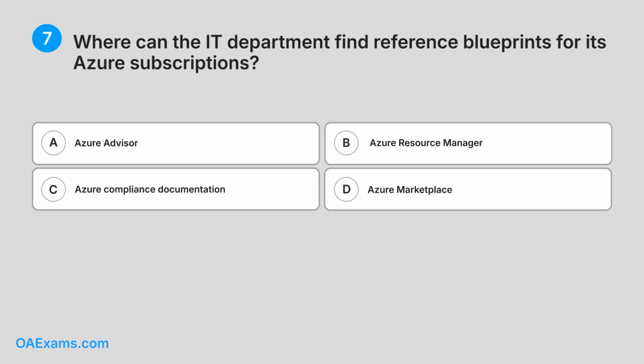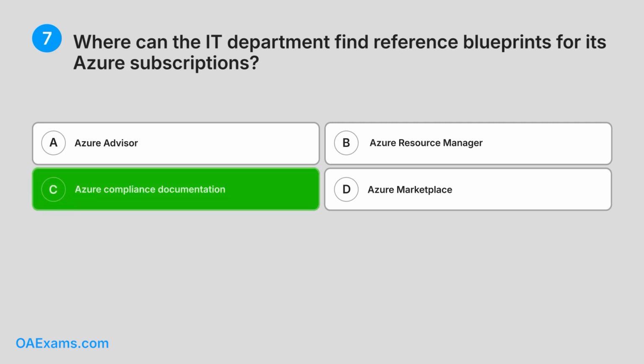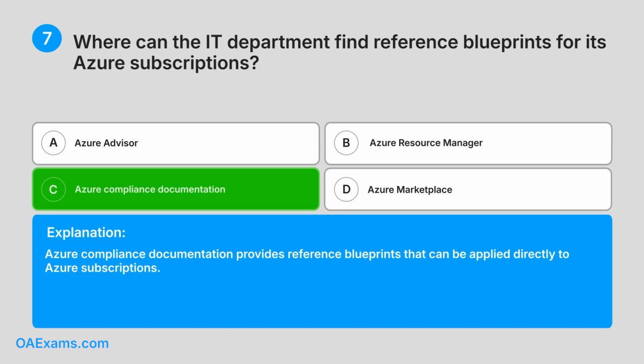7. Where can the IT department find reference blueprints for its Azure subscriptions? A. Azure Advisor. B. Azure Resource Manager. C. Azure Compliance Documentation. D. Azure Marketplace. What do you think is the answer? Correct answer. C. Explanation. Azure Compliance Documentation provides reference blueprints that can be applied directly to Azure subscriptions.